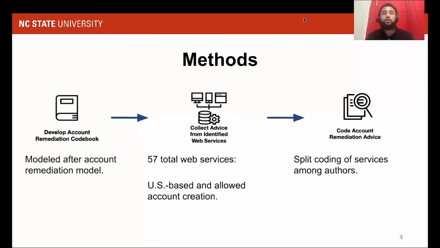Our methods first start with developing a codebook for account remediation. This codebook is modeled after our account remediation definition and holds 5 categories. Once we developed our codebook, we then collected actual advice for account remediation from 57 total web services. These web services were all US-based and allowed for account creation. Following that, we then coded all the advice for account remediation from web services with our codebook, as we will demonstrate on the next slide.